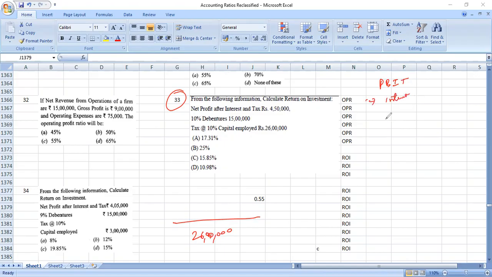Profit before interest and tax: if you deduct interest, you will get profit before tax. If you deduct tax, we will get profit after tax. So that only has been given. Profit after interest and tax is 4,50,000.